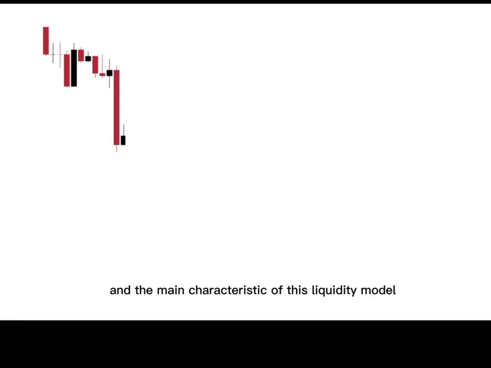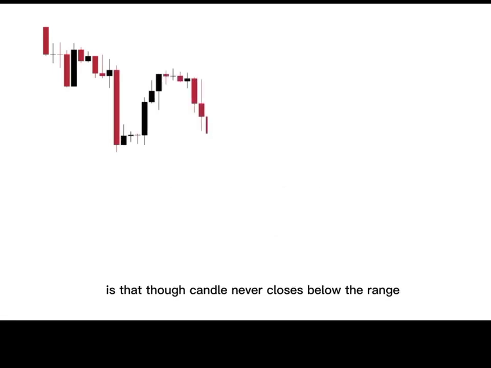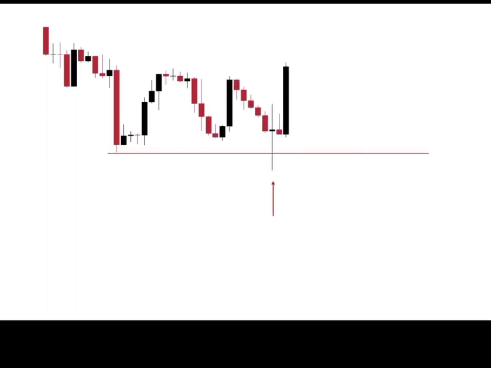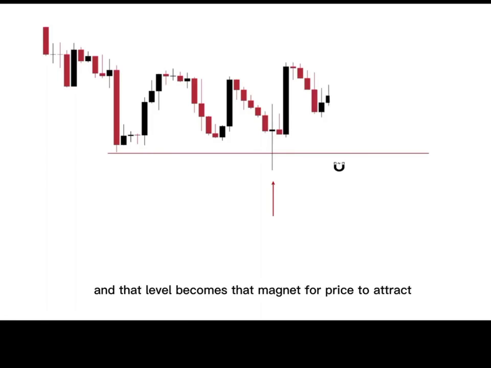Next, we have FTC, failed to close liquidity. And the main characteristic of this liquidity model is that the candle never closes below the range. It just wicks through. The candle wicks through, and that level becomes a magnet for price to attract.